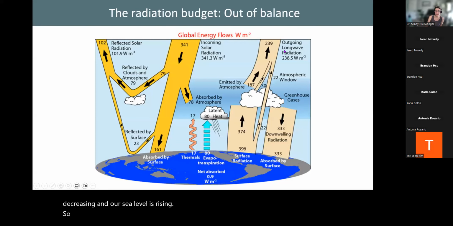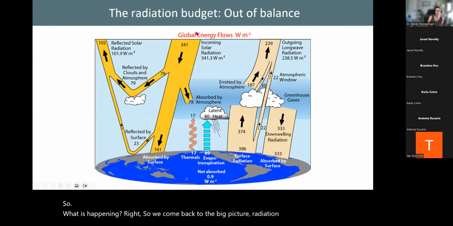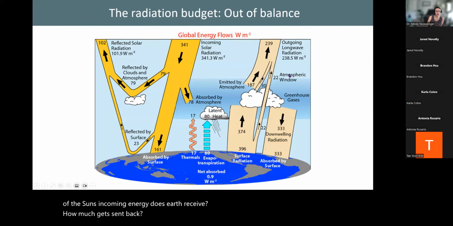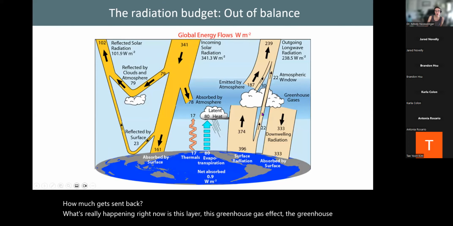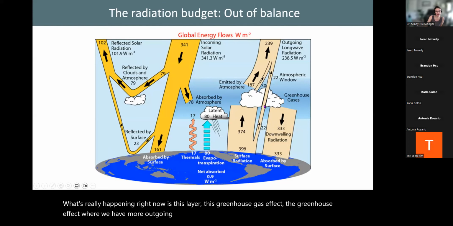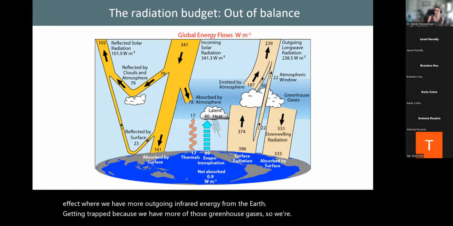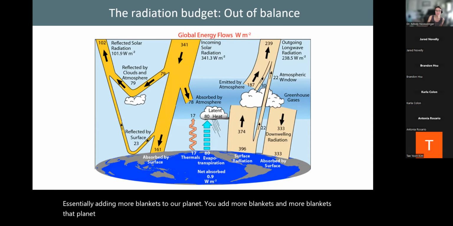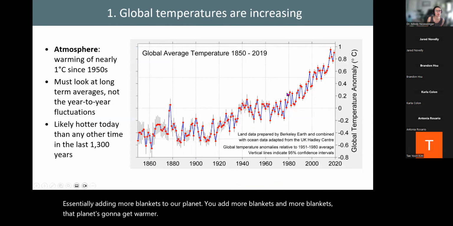So what is happening, right? We come back to the big picture radiation budget. How much of the sun's incoming energy does Earth receive? How much gets sent back? What's really happening right now is this layer, this greenhouse gas effect, where we have more outgoing infrared energy from the Earth getting trapped because we have more of those greenhouse gases. So we're essentially adding more blankets to our planet. You add more and more blankets, and that planet is going to get warmer. So our global temperatures are increasing.